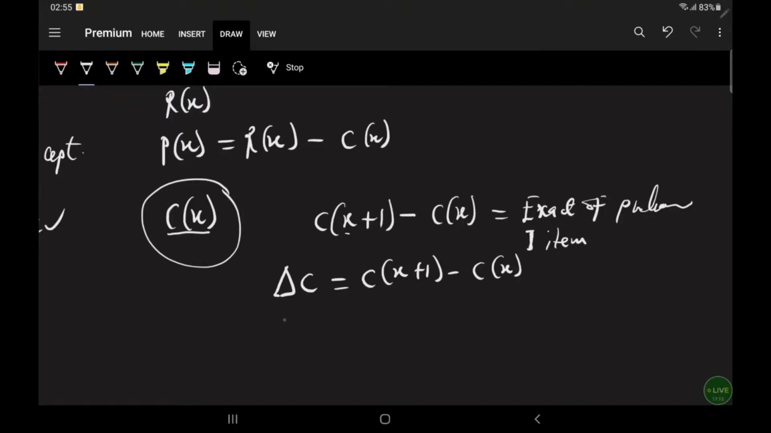But let's say you want to find the exact cost of, say, 2 products or 2 items. In that regard, you're going to take C of (X plus 2), and you subtract your normal cost of production, and then you are good to go. So it depends, but most of the time business people are interested in finding the exact cost of producing one.